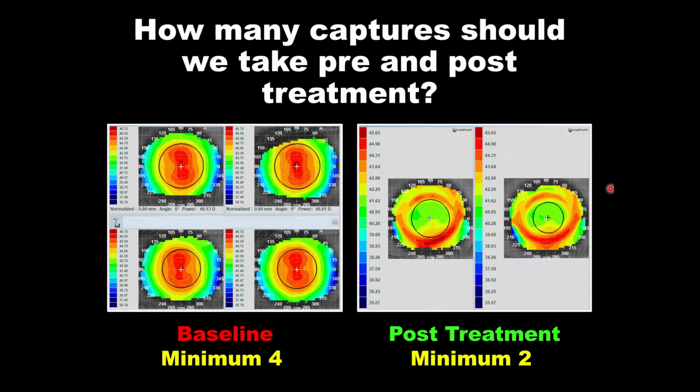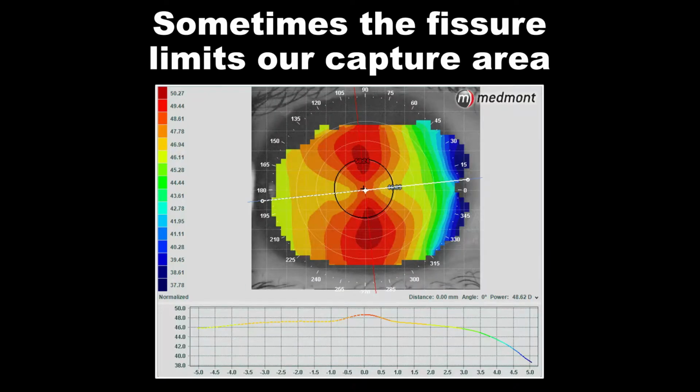If you have multiple readings, then you can again choose the best one to build your initial lens and attempt to achieve the highest first fit success. But post-treatment, you don't need as many. So after you've done the fit, 2 topographies may be all that's necessary to have the quality of images that you require to assess the outcome. So multiple images to begin, you don't need so many post-treatment.